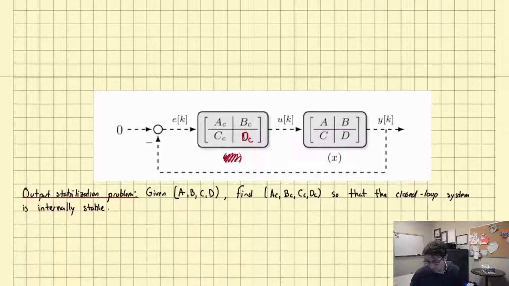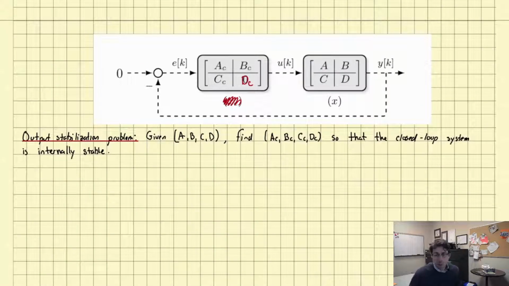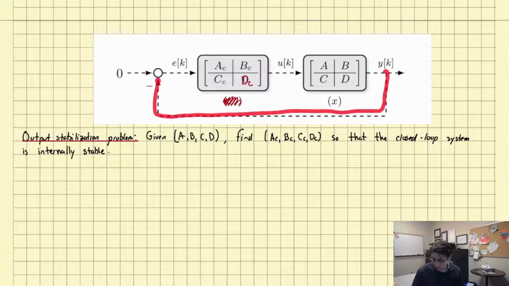And so I'll remind you sort of where we left off. We're going to have our plant over here, our controller over here, and we want to design a controller which doesn't use the entire state, but just uses the information available from Y, so that the closed loop system is stable. So one way to state this is that given a plant model, A, B, C, D, we want to find a state space controller, AC, BC, CC, DC, so that the closed loop system is internally stable. Okay, that's the problem we want to solve.